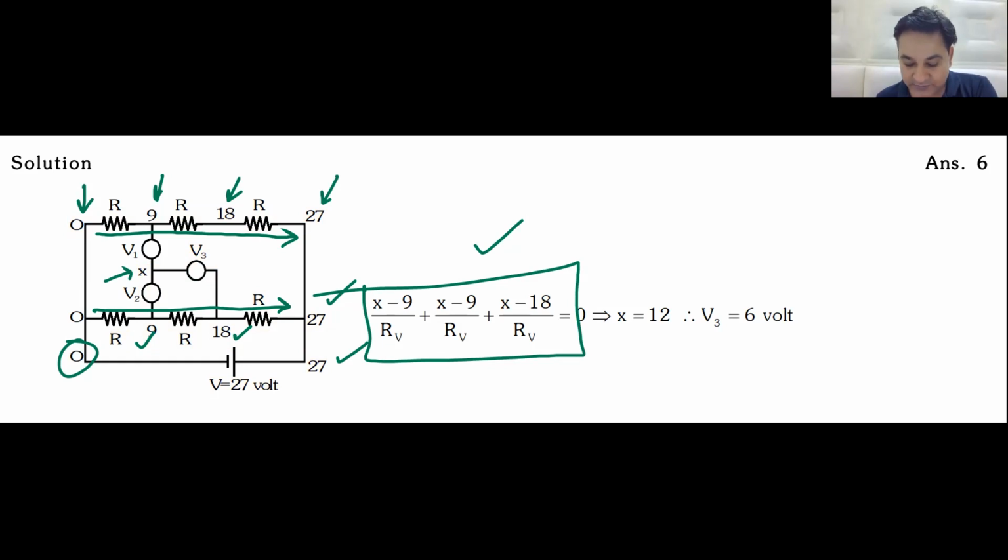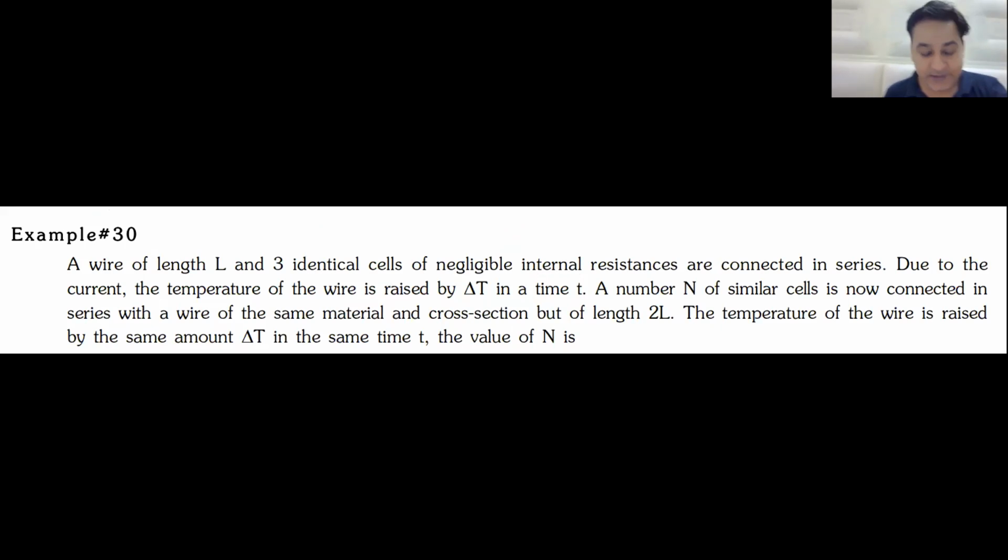Okay. Good. Then comes this one, another integer type. Remember, integer type questions are always easier compared to multiple choice. The most difficult questions in JEE are normally multiple choice. Remember that. Comes this one. Again, you're not doing conventional questions. A wire of length L and 3 identical cells of negligible internal resistance are connected in series.